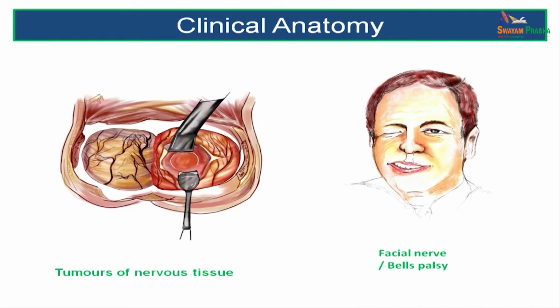Let's look at some of the clinical aspects of nervous tissue, like tumors of the brain, or as you can see here, a patient with facial palsy or Bell's palsy, wherein there is paralysis of half of the face.